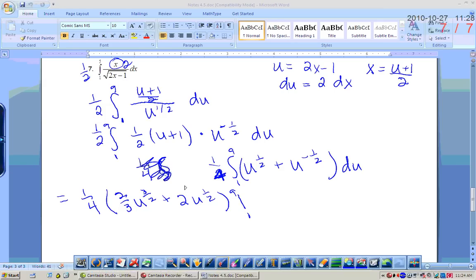Would you prefer to distribute the 1/4 through the parentheses first, or plug in 9 minus 1 and then distribute 1/4 through all of that? Same time? Okay, we can do that. All right, so 1/6 times 9 to the 3/2 plus 1/2 times 9 to the 1/2 minus 1/6 times 1 plus 1/2.